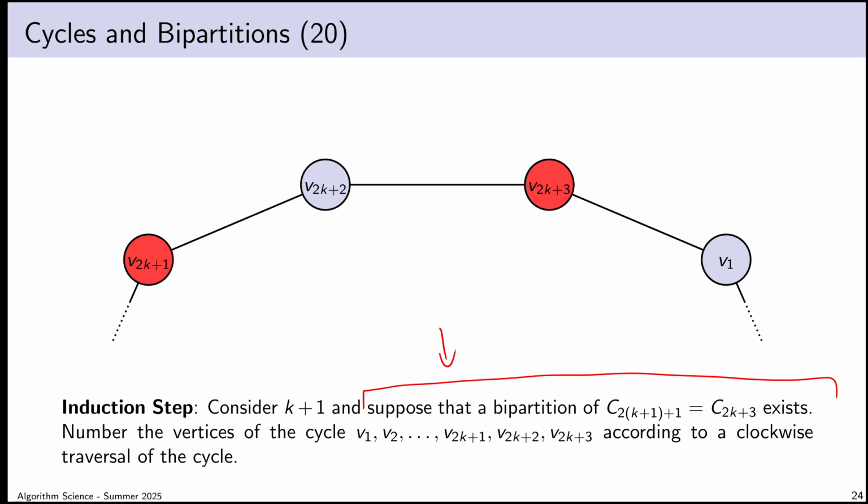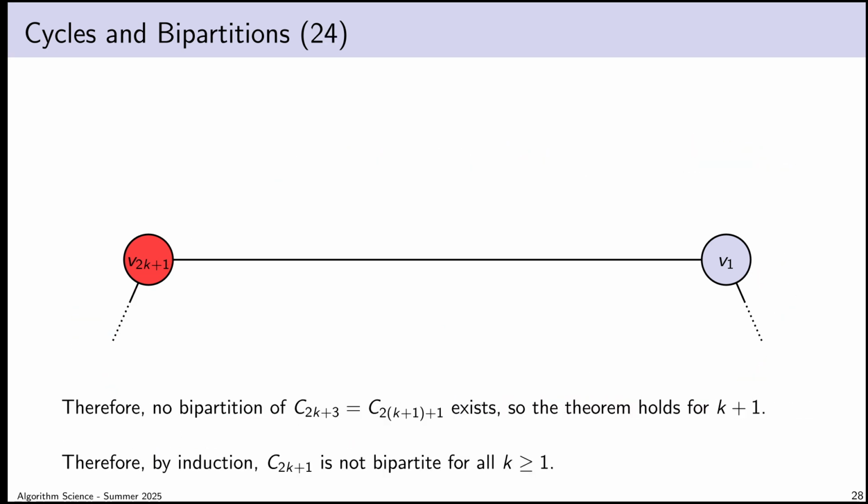So this was the most recent assumption we made and the most tenuous one, and it's the only one inside the induction step. And what I observed was, based on this assumption, if I suppose that such a bipartition exists, and then I follow that logic through, I end up with a contradiction. That means that if this is true, a contradiction ensues, which means in turn that this is impossible. Therefore, no bipartition of C2K+3 exists. And that's what I wanted to prove in the induction step. Therefore, the theorem holds for K+1. And since I was able to establish the induction step, that means I can now say by induction, C2K+1 is not bipartite for all K greater than or equal to 1.